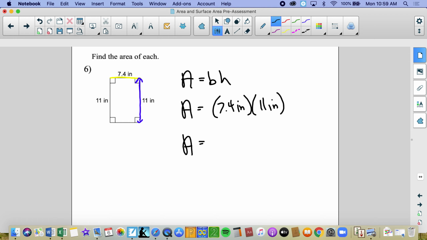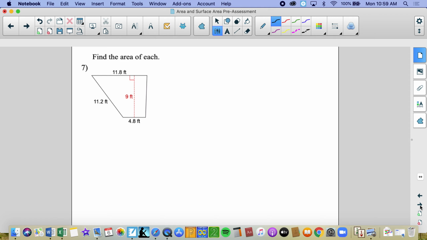7.4 inches times 11 inches gives me 81.4 inches squared. Note that you could have used 11 as your base and then 7.4 as your height because, again, 11 inches is a side of the object and the 7.4 measures the distance from the base to the top of the object. They'll still give you the same value.